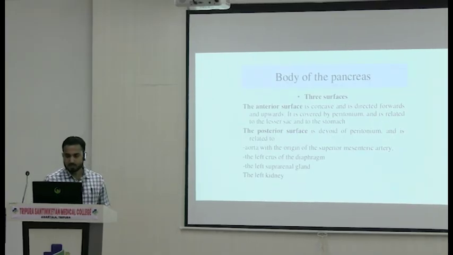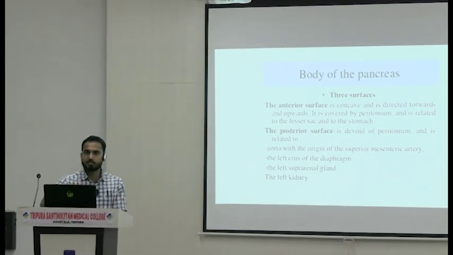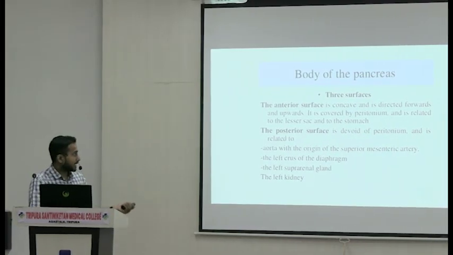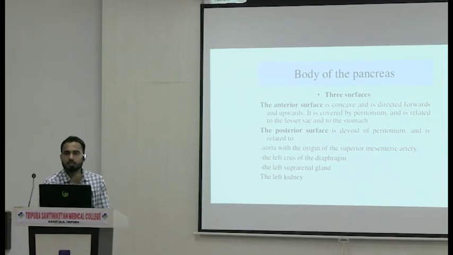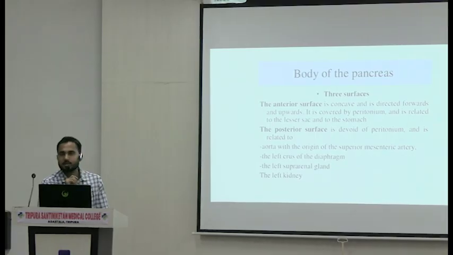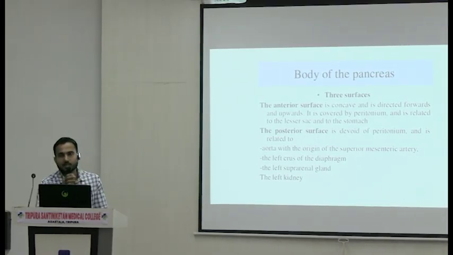Next, three surfaces are there. So what are the three surfaces? Anterior surface, posterior surface, and inferior surface. Now on the anterior surface, what do you think will be present? First of all, it is concave, and it is covered by peritoneum, though pancreas is a retroperitoneal organ, and it is related to the lesser sac and the stomach.